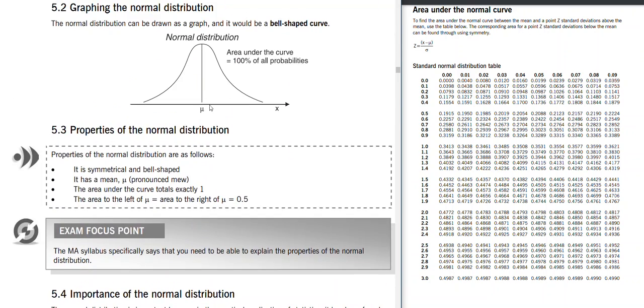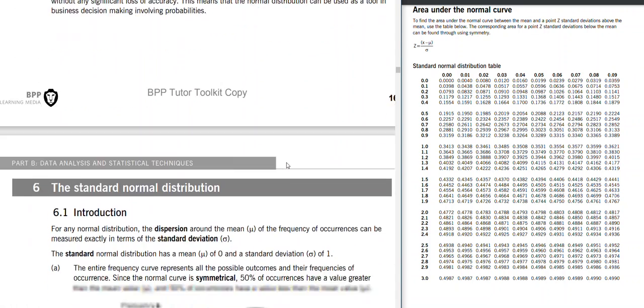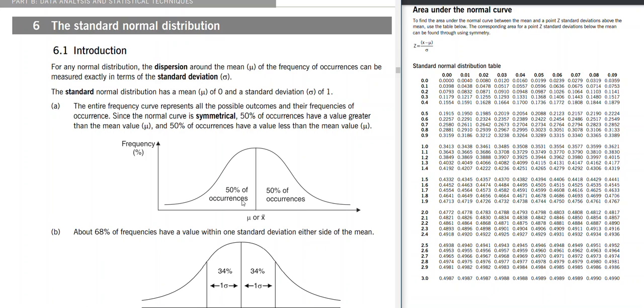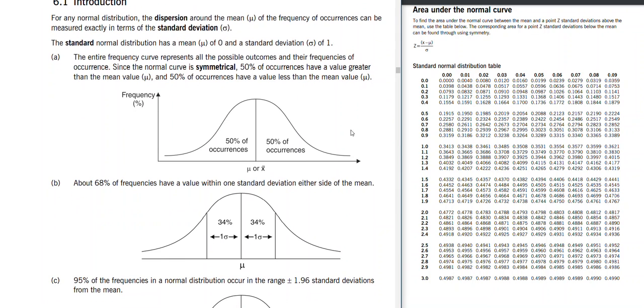Okay, it shows what the mean is and how much percentage of data is on each side. So we have 50% occurrence here below the mean, and we have 50% data occurrence above the mean. This is below the mean, this is above the mean. Just like when we have an average, 50% of the data would be below average, 50% of data will be above the average.